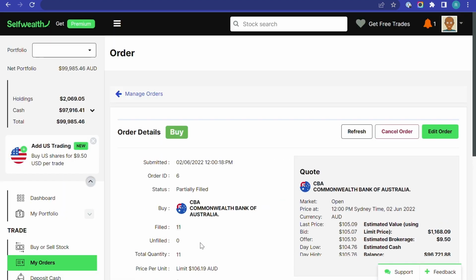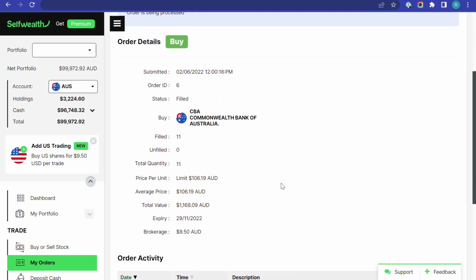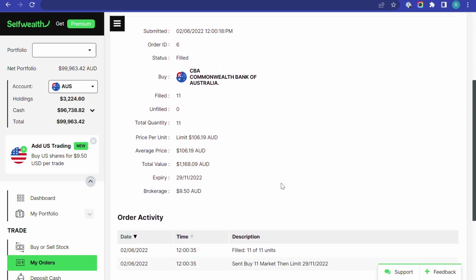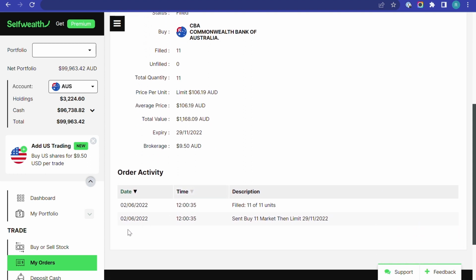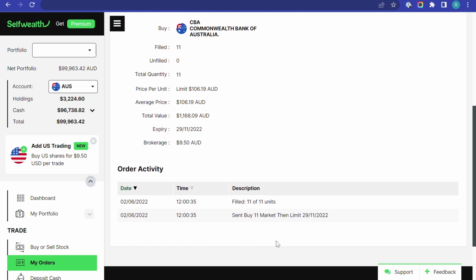We're then taken to an order confirmation screen. Here we can see exactly what happened with our order. If we look at the bottom of the page, we can see the exact execution of our order. And this section is updated live, so if you have a limit order in place and you're waiting for it to be filled, you can see it updated in this section here. When you successfully execute a trade, you'll also receive a confirmation note in your email. And that's it, we've successfully executed a trade using the Selfwealth platform.